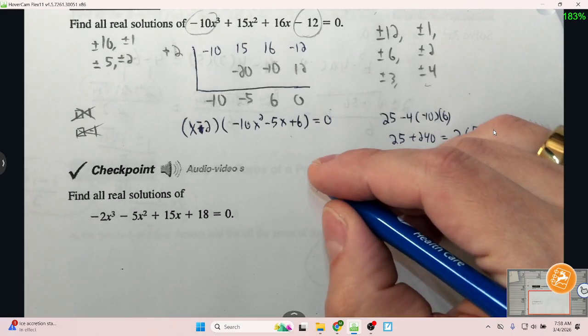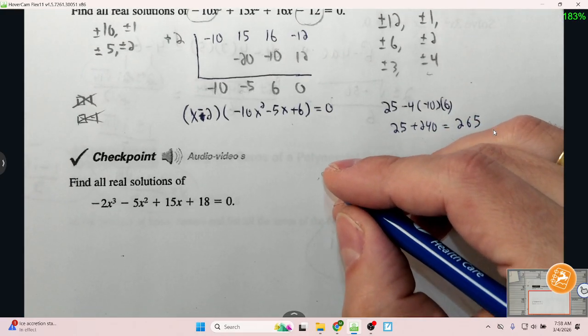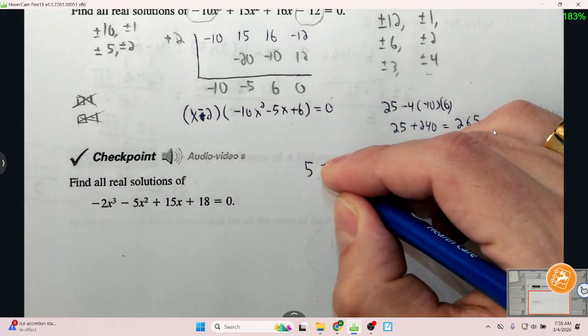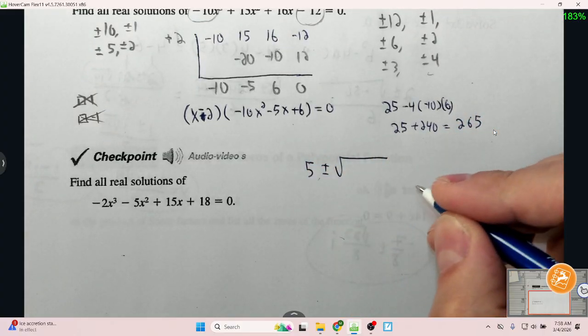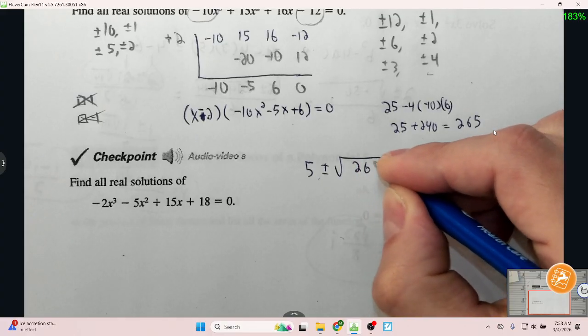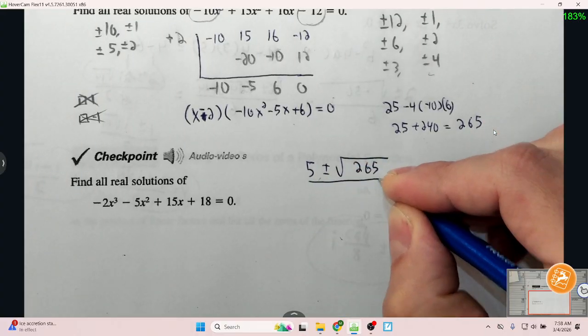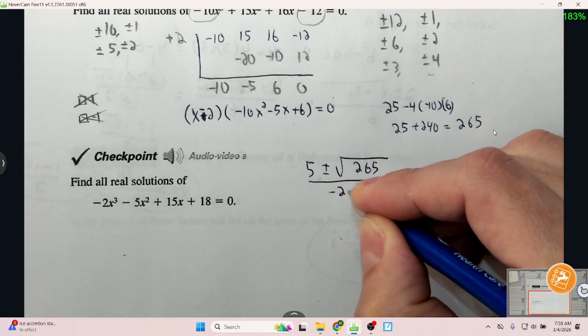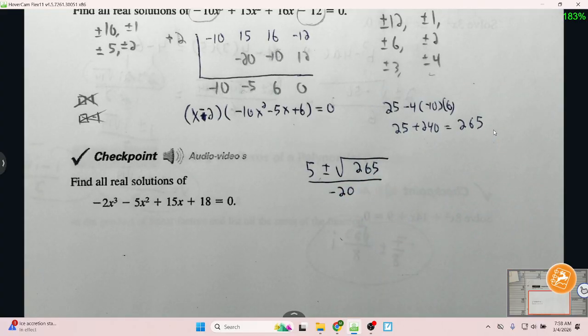So I'm going to use the quadratic formula. I'm going to use negative b plus or minus the square root of b squared minus 4ac, which we already did, all over 2a. That's it. That's the answer.